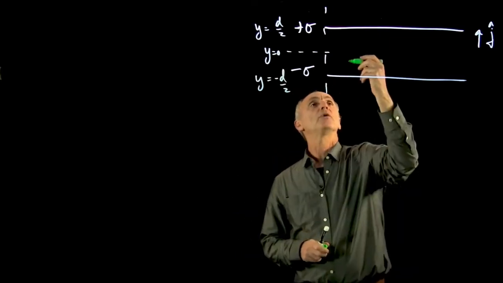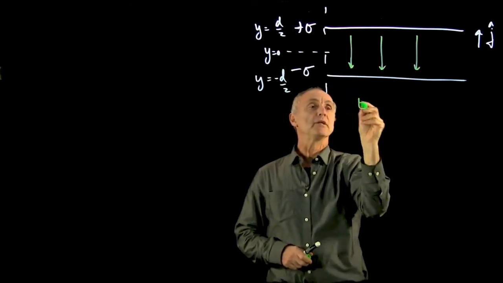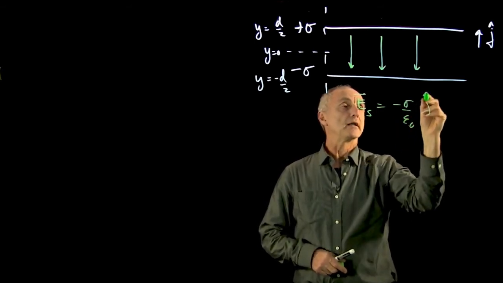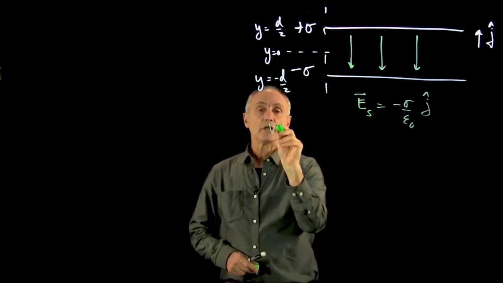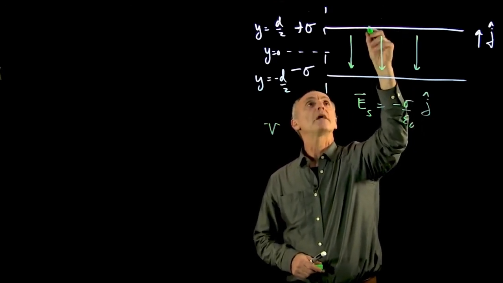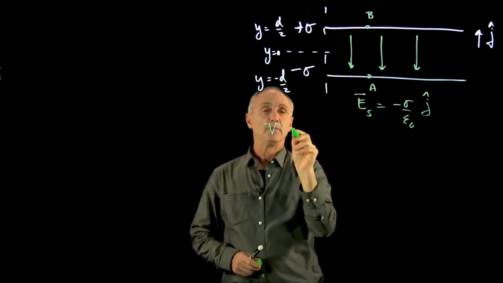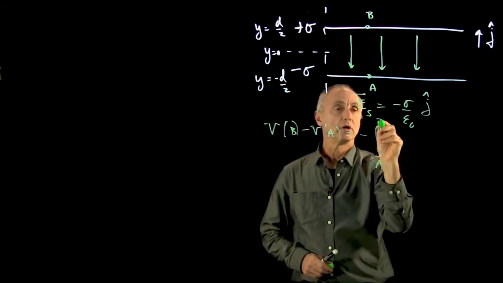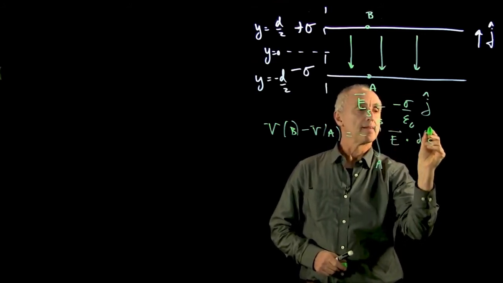Now, from Gauss's law, we saw that there's an electric field from these sources that points down. And in between the plates, the electric field from the source was minus sigma over epsilon naught j hat. We found that from our Gauss's law calculation. And so now we want to calculate the potential difference. Let's take the potential difference from the upper plate. So imagine we have a point B up there and a point A down here. And we're going to look at VB minus VA. Our definition was minus the integral from A to B of the electric field dotted with ds.